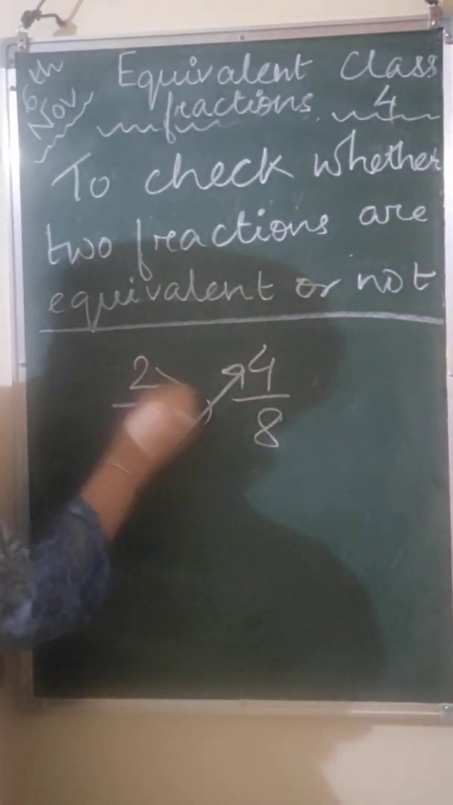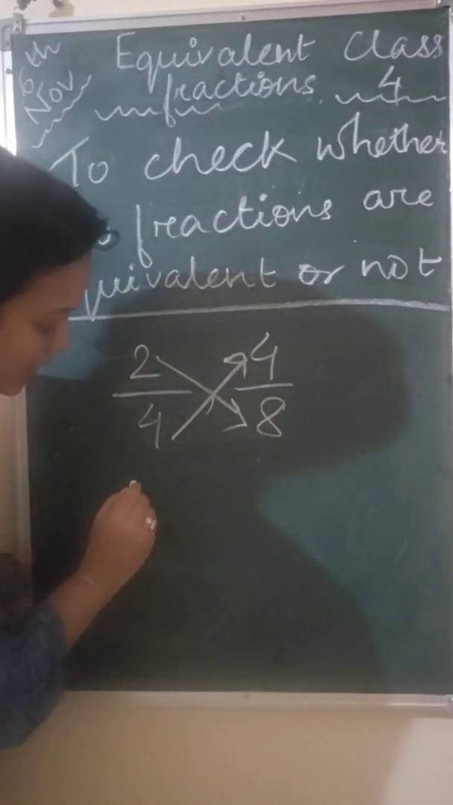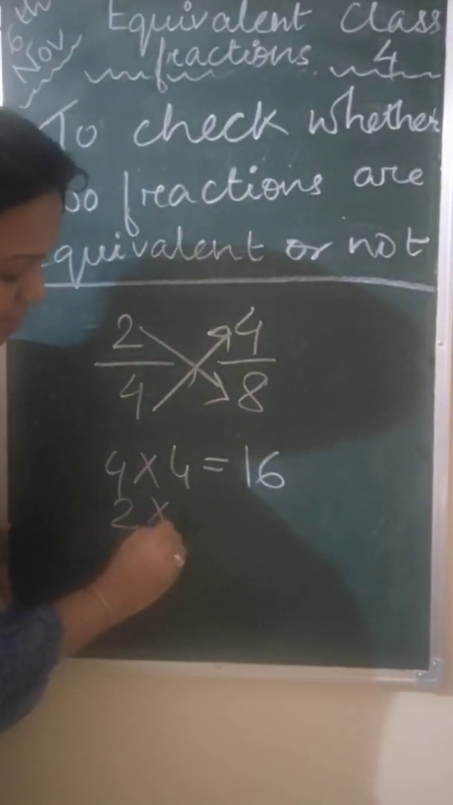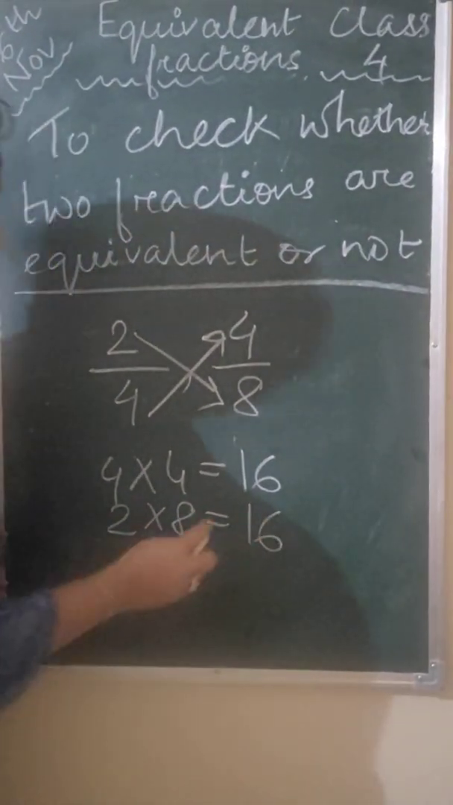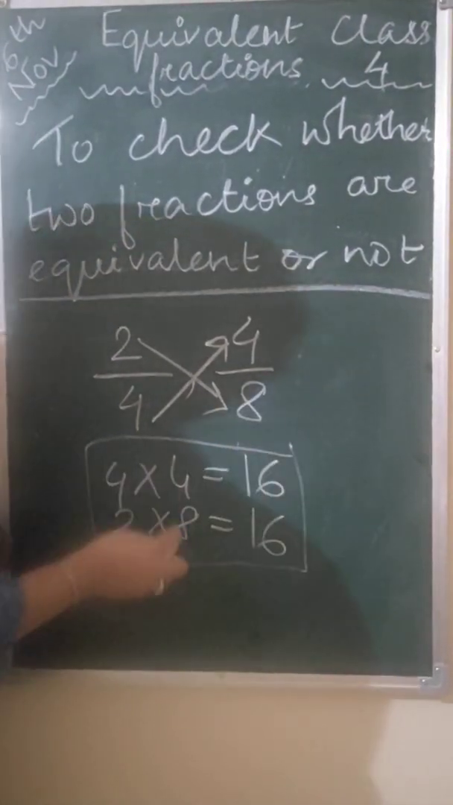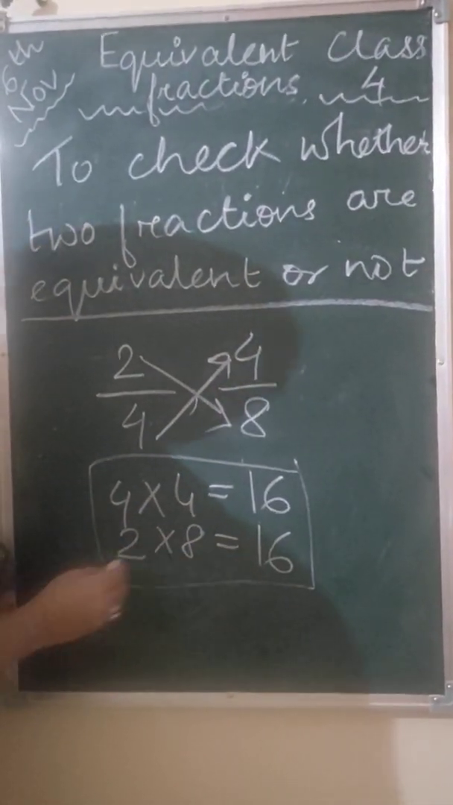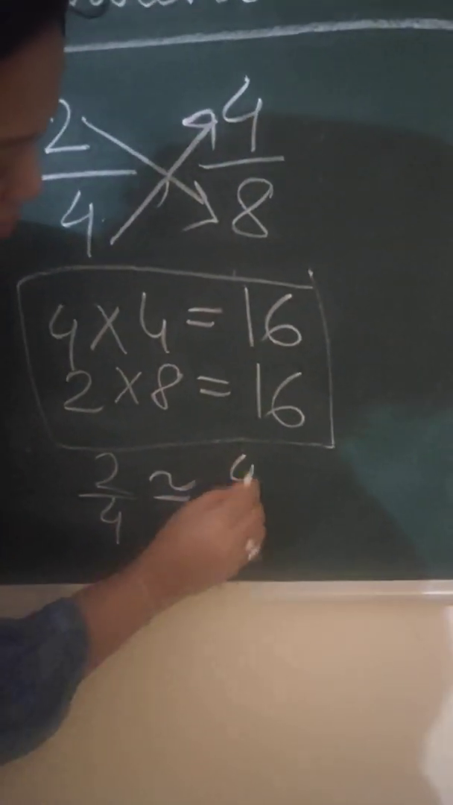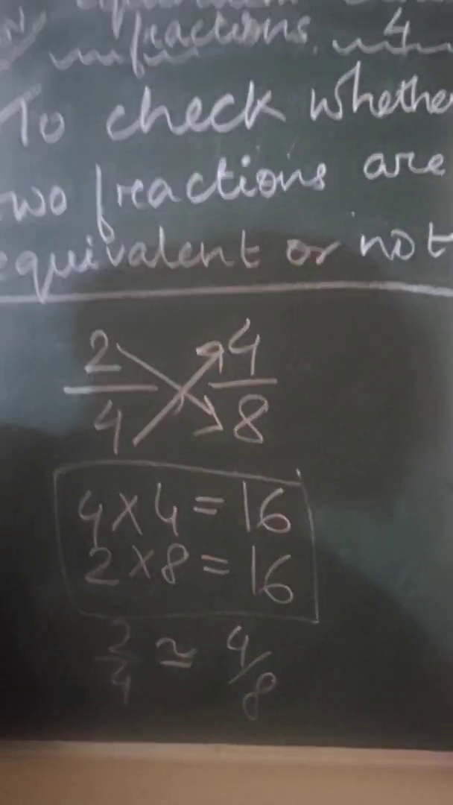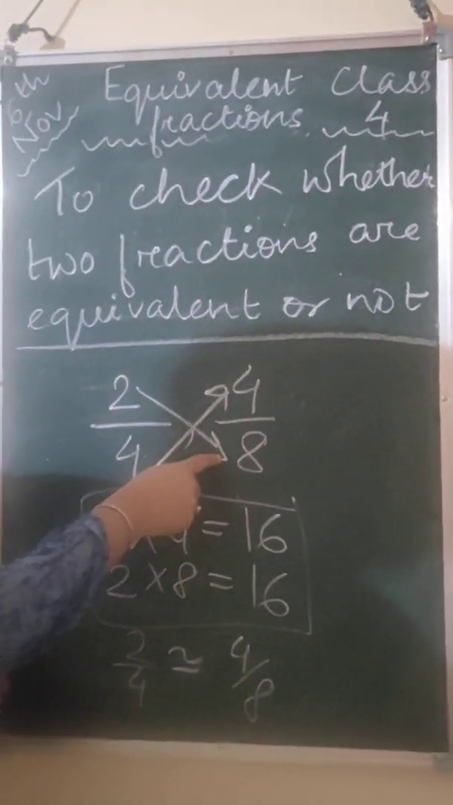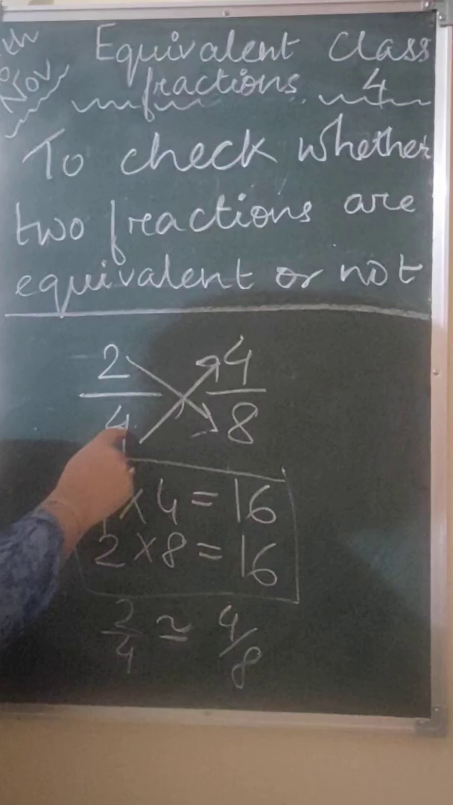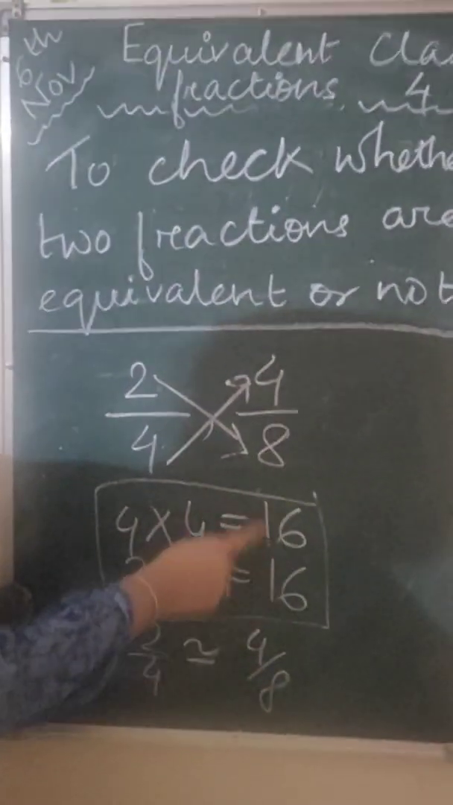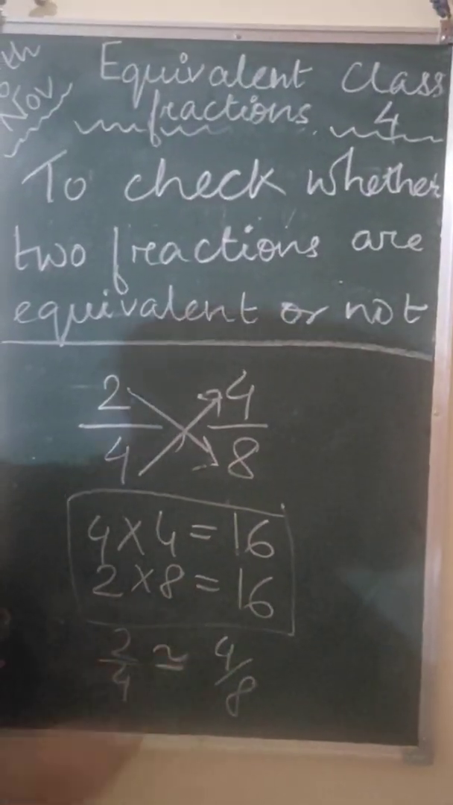You'll have to just cross multiply. That means 4 into 4 gives you what? 16. 2 into 8 gives you what? 16. Since on both sides you got 16 as the answer, therefore 2 by 4 is equivalent to 4 by 8. Understood? What you have to do is simply cross multiply it. So you get 4 into 4 is 16, 2 into 8 is 16. Since both sides give the same number 16, these two are equivalent.